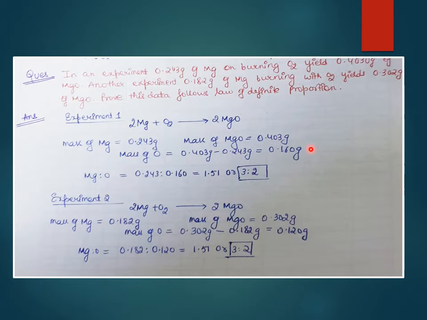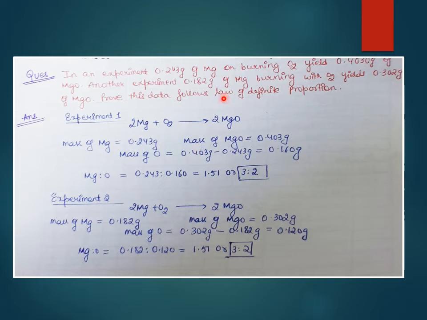Now, in the second experiment, 0.182 grams of magnesium burning with oxygen yields 0.302 grams of magnesium oxide. So in the second experiment, some amount of magnesium was burned with oxygen to give magnesium oxide. The mass of magnesium burned was 0.182 grams and it yielded 0.302 grams of magnesium oxide. So the mass of oxygen would be the mass of magnesium oxide minus the mass of magnesium, which is 0.120 grams.